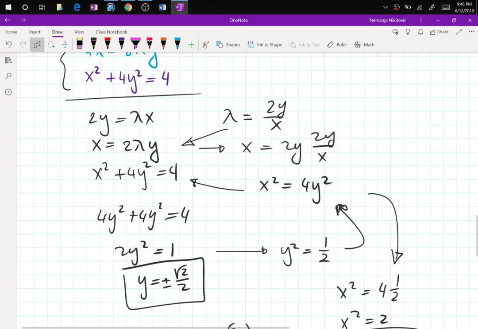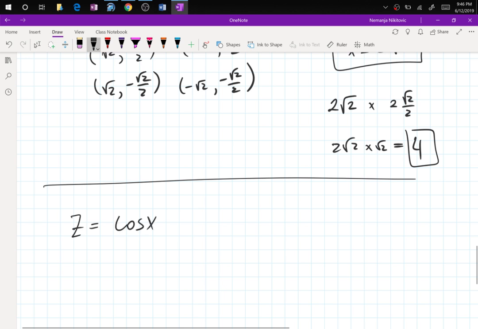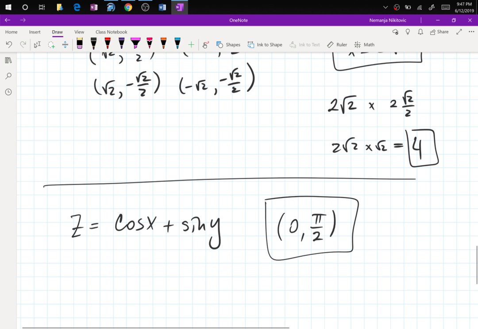Okay, let's see. So the question is on linear approximation, and we want to take a look at z equals cosine of x plus sine of y at 0, pi over 2. Well, these are exact values, so we will not be approximating in this. This you can compute. You might be looking at, let's say, 0.1 and 1.5.